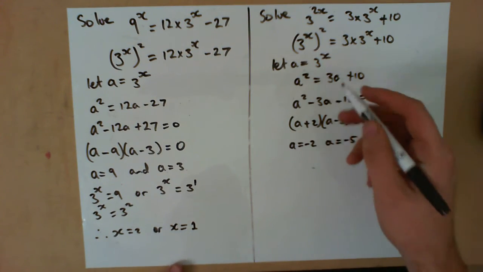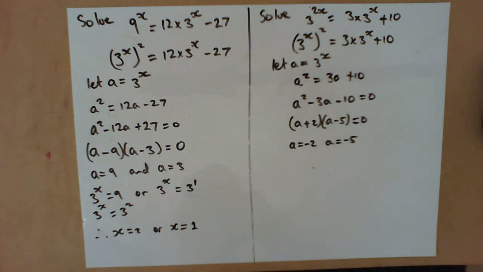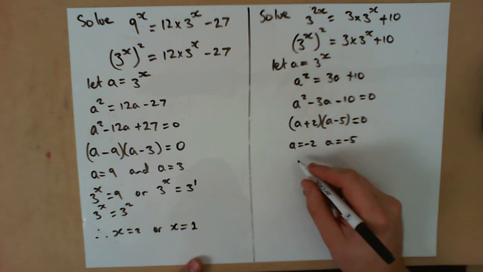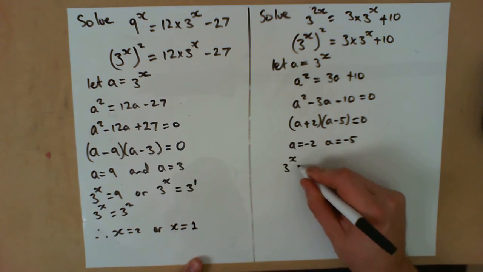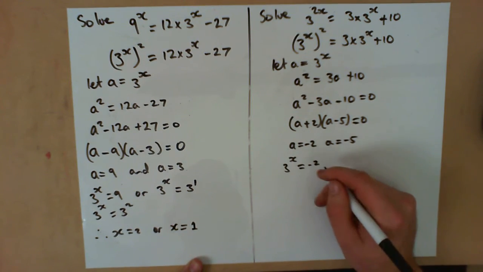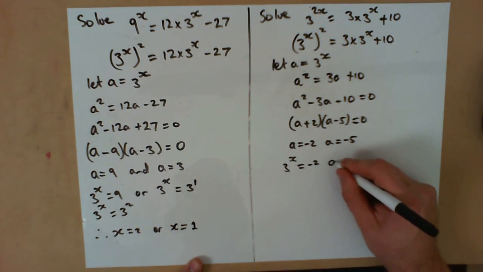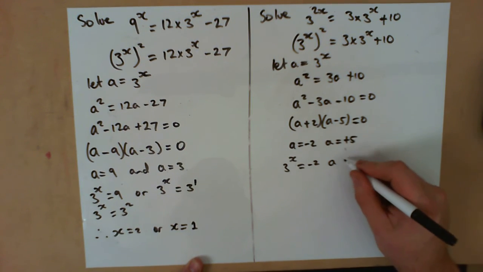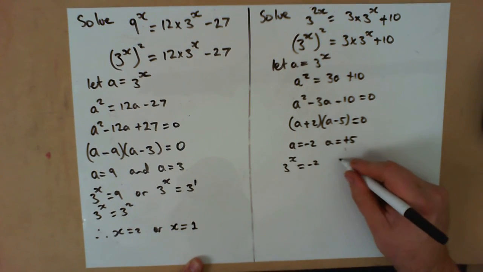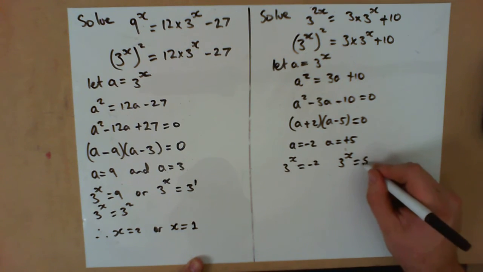Okay, so I substitute my value back in here, and you can see though that I actually mucked something up here, because we're not going to get nice ones that we can solve without using a log. That's right, that'll be positive 5. Okay, so sorry, 3 to the x equals 5.